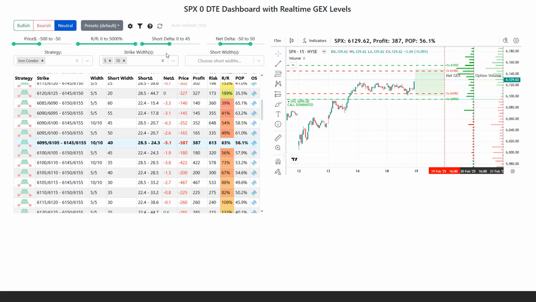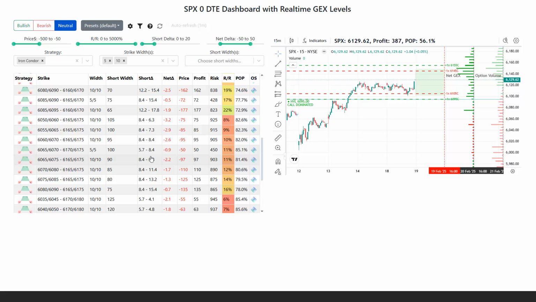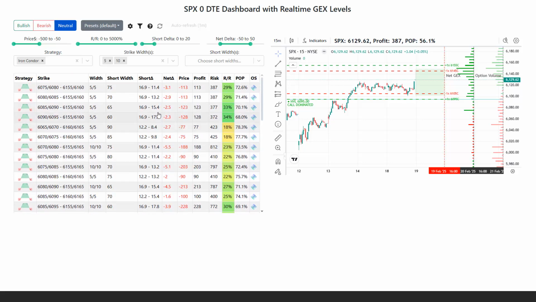Now here too it can be set with the help of the short delta, how much out of the money the short leg should be. Let's say I'm interested in something with a short delta below 20. In this case, it immediately filters the table based on this and only shows those where the short delta is below 20. Here, you can see the values in the columns under short delta, that is the delta values of the short legs.